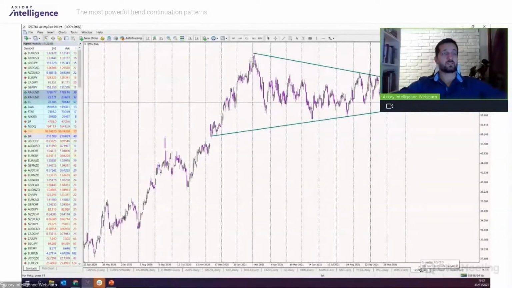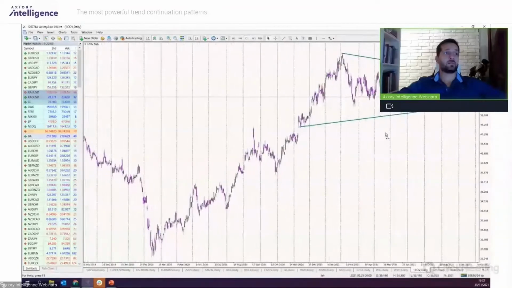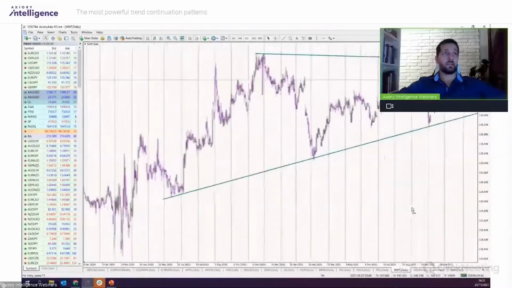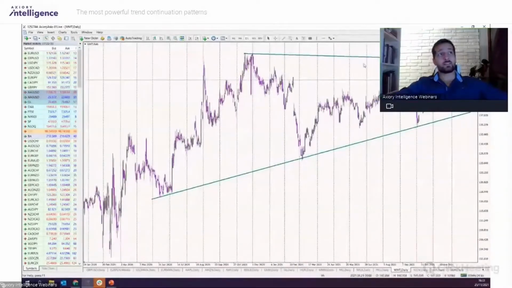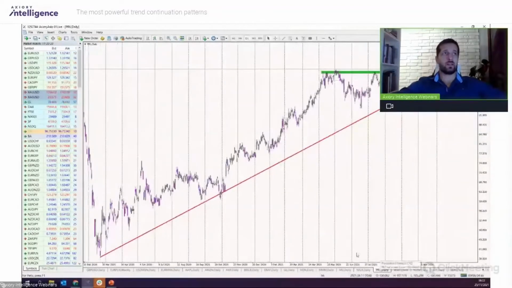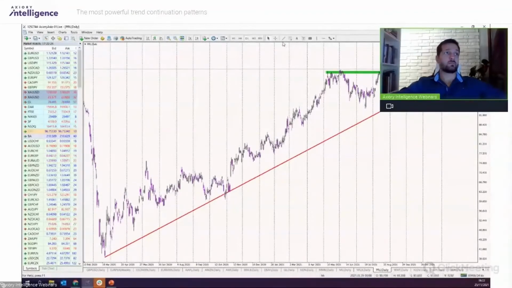Covestro, symmetric triangle. We are waiting for the breakout. Walmart, symmetric triangle or ascending triangle. This is not precisely horizontal, but it can be considered as an ascending triangle as well. Prudential. Now, that's a head and shoulders, which we'll discuss later, but what's that? For me, that's a symmetric triangle. What's that?